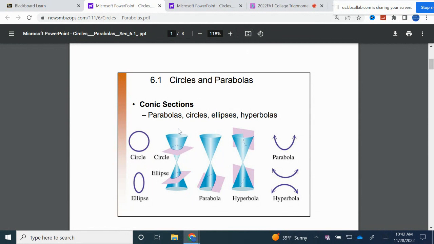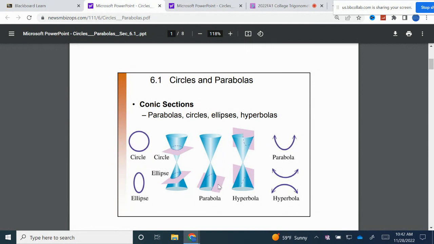So if we look at the first set, okay, we have a cone that's intersected by a perpendicular plane. So notice that the form that it shapes is a circle. If we were to take the plane and we were to slant it slightly, we get the form of an ellipse. And so that elliptical shape is actually the intersection of the plane and the cone.